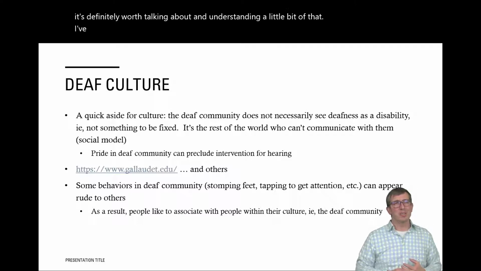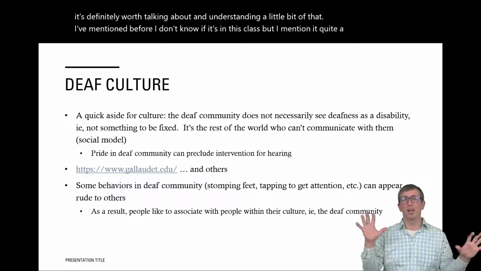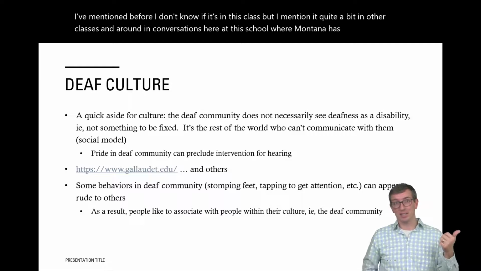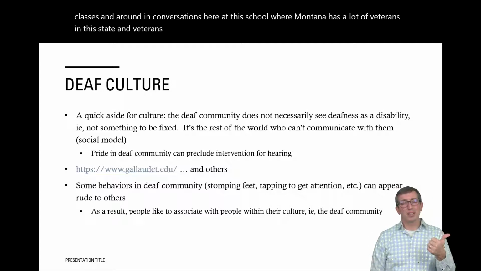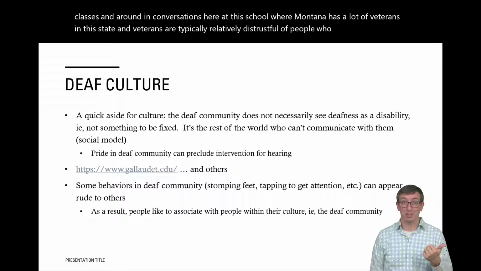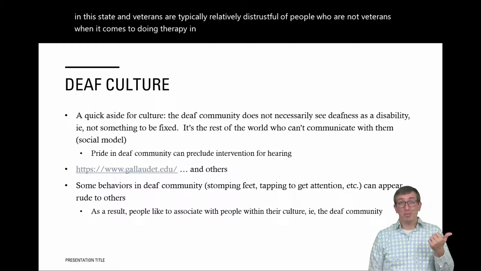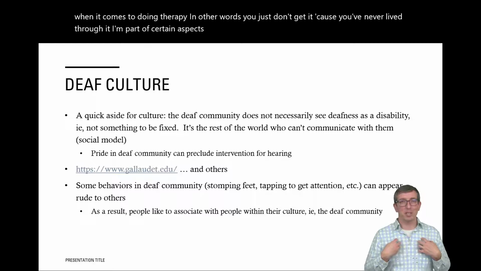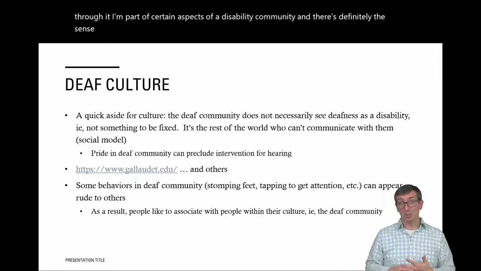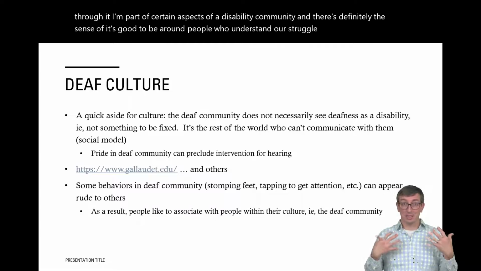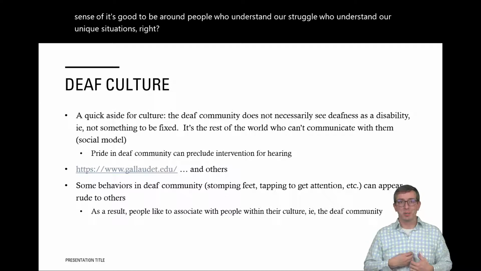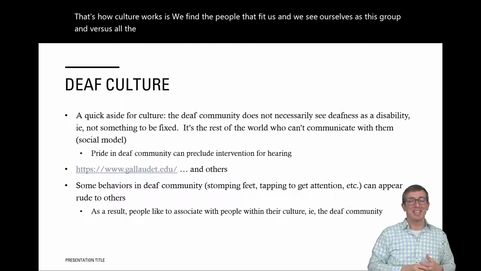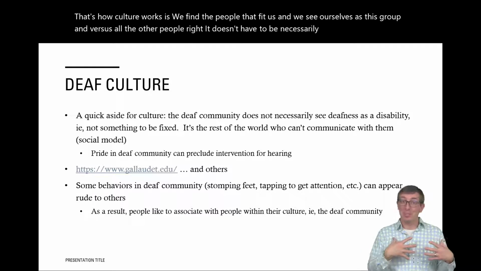I've mentioned before, I don't know if it's in this class, but I mention it quite a bit in other classes and in conversations here at this school, that Montana has a lot of veterans in this state. And veterans are typically relatively distrustful of people who are not veterans when it comes to doing therapy. In other words, you just don't get it because you've never lived through it. I'm part of certain aspects of a disability community, and there's definitely the sense that it's good to be around people who understand our struggle, who understand our unique situations, right? That's how culture works: we find the people that fit us and we see ourselves as this group versus all the other people, right? It doesn't have to be distrustful, but it's how we build identity.